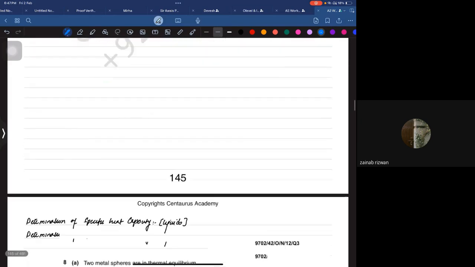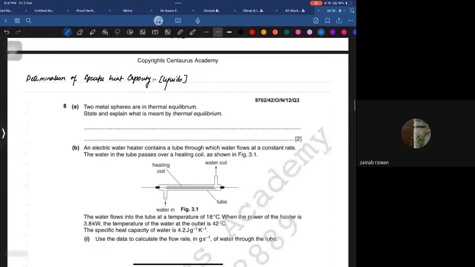The next thing is our determination of specific heat capacity in liquids. Now, state what is meant by thermal equilibrium. We have already done that, and I'm going to do it again.